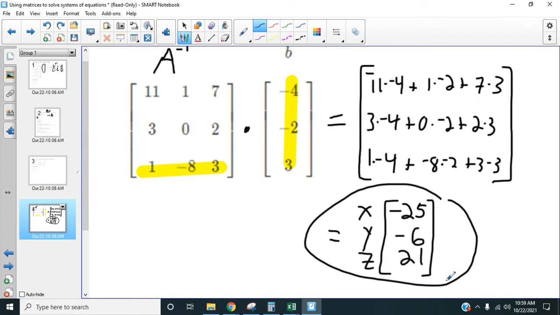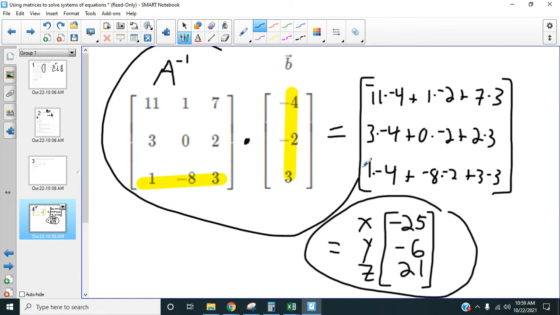Bingo. Okay, so lesson is, first of all, we have to do it in this order. Otherwise, it's not going to be possible. Okay, and we're going to multiply by the inverse.